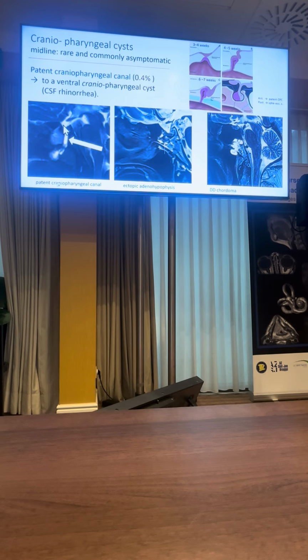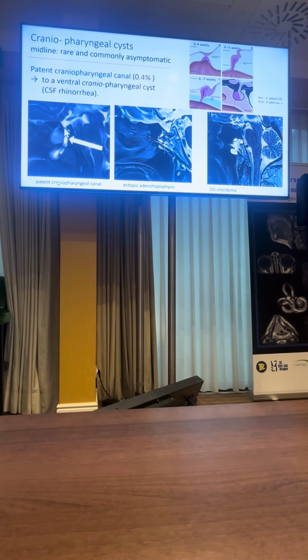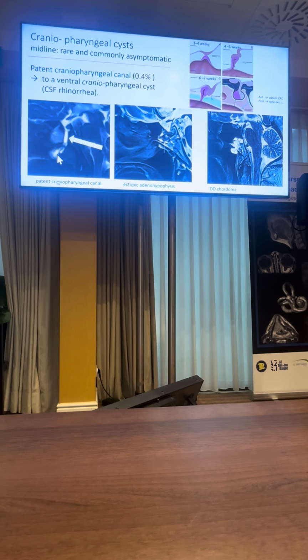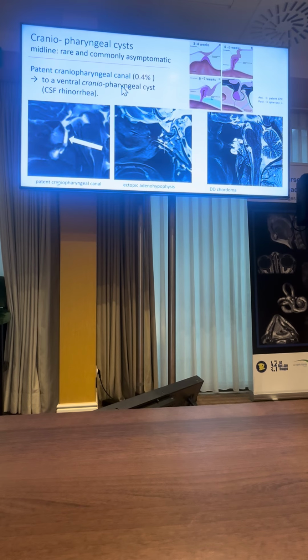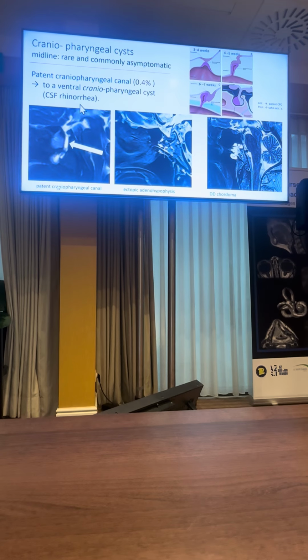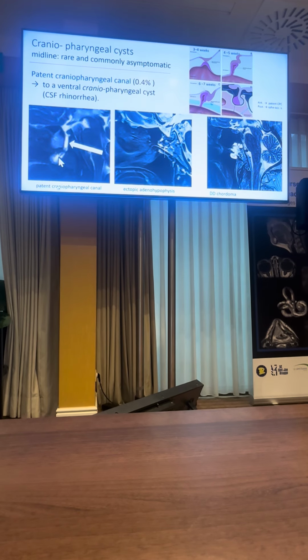And here I show you one example from the literature. You see a continuation from the anterior pituitary fossa along the sphenoid sinus into the roof of the nasopharynx with a CSF-filled cyst formation. So this is a patent craniopharyngeal canal, and so we call this a craniopharyngeal cyst. And there may be CSF rhinorrhea if this cyst is leaking or ruptures.